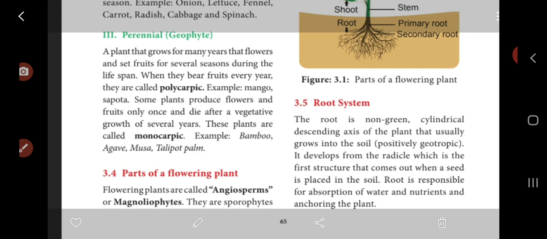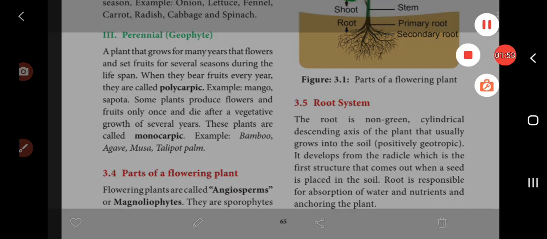Next, the root is responsible for absorption of water and nutrients and anchoring the plant. These are the functions of the root system. Two functions: one is absorption of water and minerals. The next one is anchoring the plant. Anchoring means it fixes the plant firmly to the soil. Those are the functions of the root system.